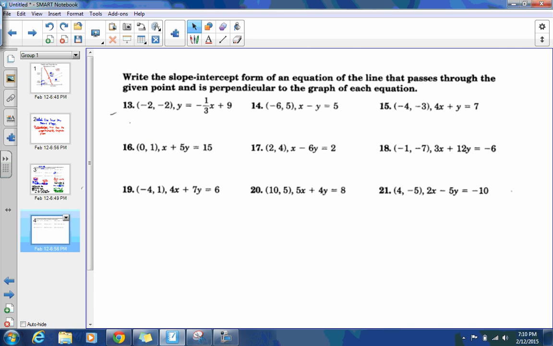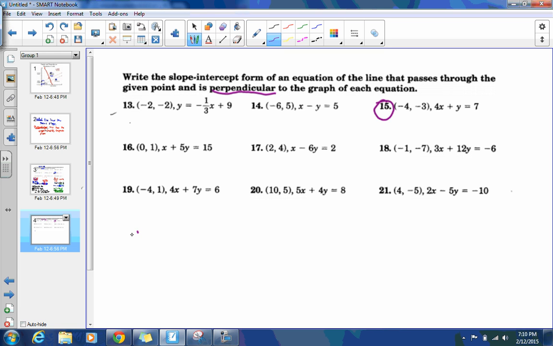Because this second example deals with almost the same thing. It says, write the slope-intercept form of the equation of the line that passes through the given point. This time it is perpendicular to the graph of the equation. So we're going to look at, let's say, number 15.